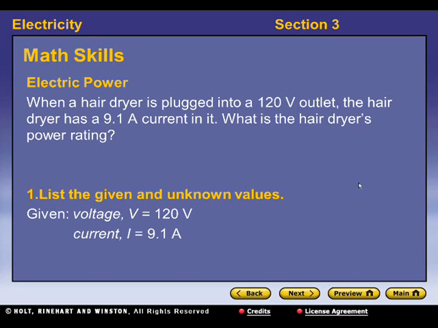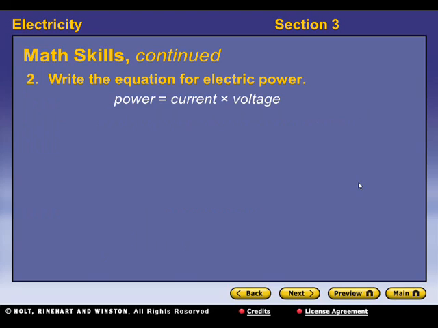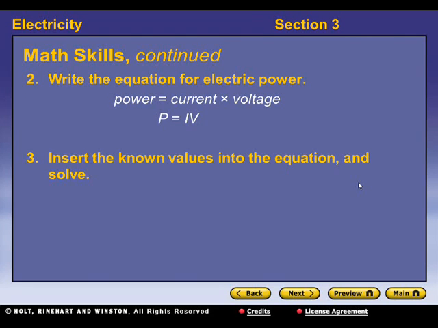So again, list the givens and unknowns. We know that they gave us 120 volts as the voltage. The current that it was drawing was 9.1 amps. And what is unknown, what they want us to find, is the hairdryer's power rating. So we need to find the power. To do that, we'll write the equation first. Power is current times voltage. P is equal to I times V.